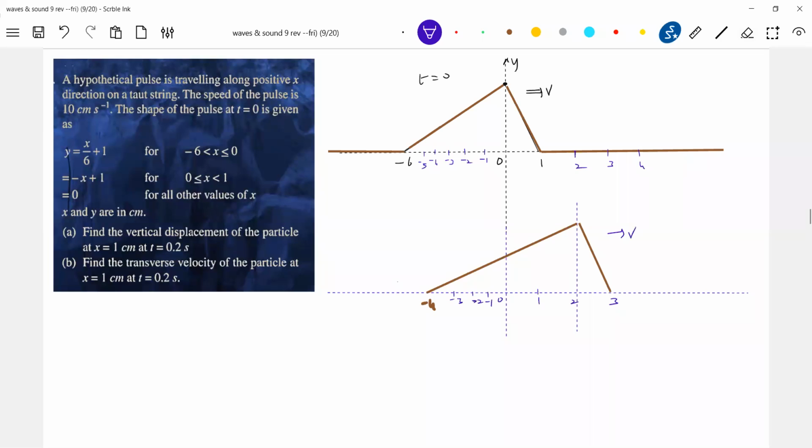Okay, we have to find the vertical displacement of the particle at x equal to 1 centimeter, at t equal to 0.2 seconds. So what is the displacement of that? Should be same. How much is it? 1 centimeter.